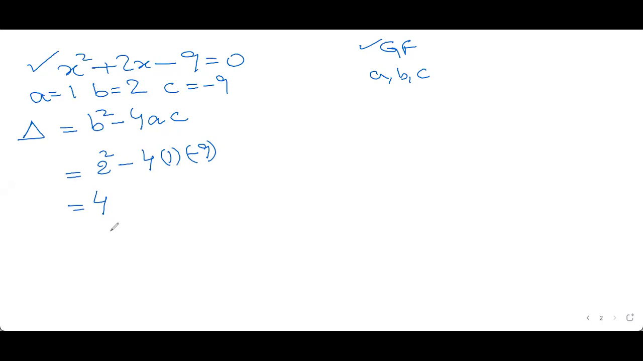Minus 4 into 1 into minus 9. What should I write? Plus 36. Chand is saying minus 36 is wrong. It will be plus 36. Minus 4 into 1 into minus 9. Two negatives multiplied make a positive. So we get 40. Now 40, is it positive, negative, or 0?